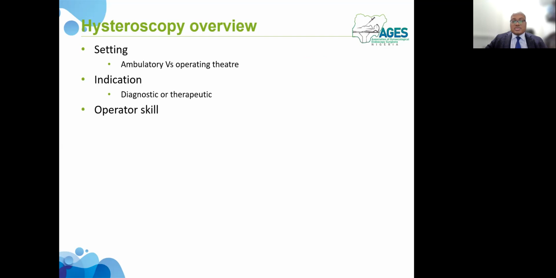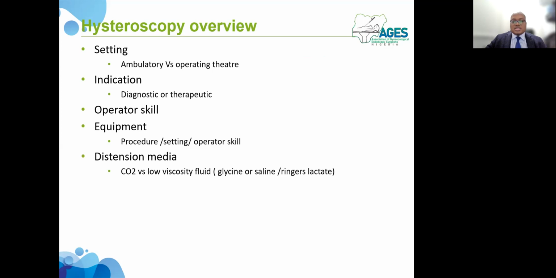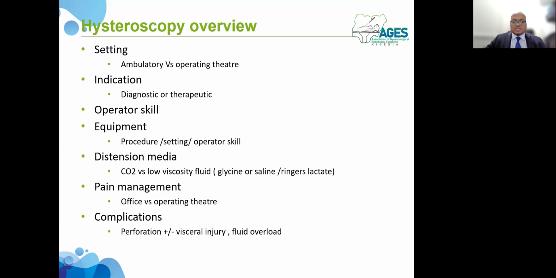The skill of the operator is very important, and this will determine what procedure is performed and where it is performed. And this is also experience with the equipment used. The distension media commonly are normal saline or glycine or even carbon dioxide. Pain management is extremely important, especially in the outpatient setting where the patient is awake. And in the operating theater, it can be done under regional or general anesthesia.